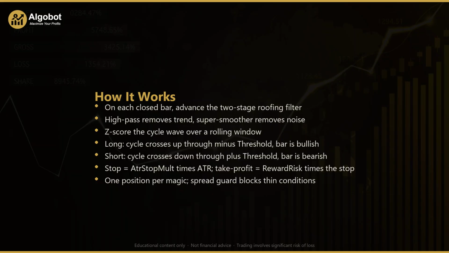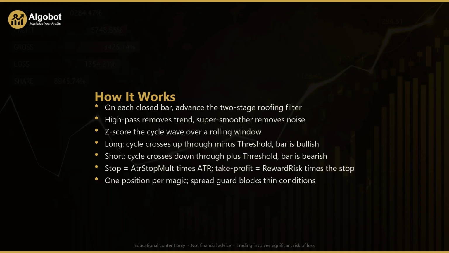For a long, the cycle must cross back up through the negative threshold. In other words, it was below -1 sigma and has now climbed back above it. And the just closed bar must be bullish, meaning it closed above its open. That combination signals a swing low that is beginning to recover. The short side is perfectly symmetric. The cycle must cross back down through the positive threshold, having been above +1 sigma, and the just closed bar must be bearish, closing below its open. That marks a swing high starting to roll over.